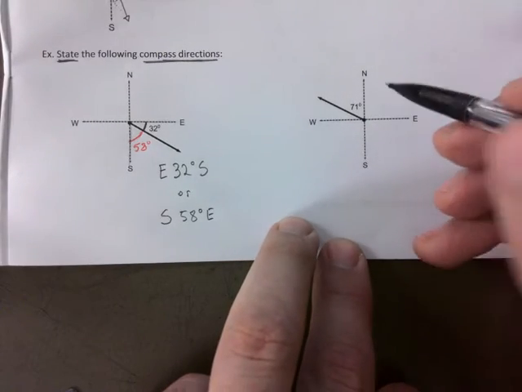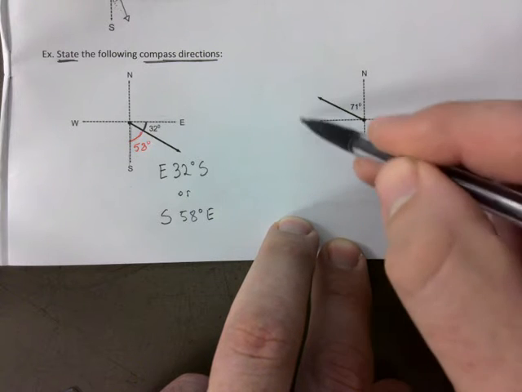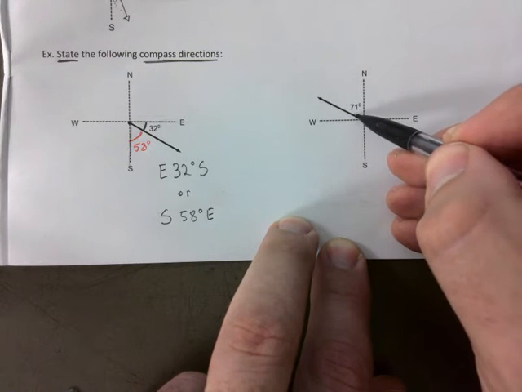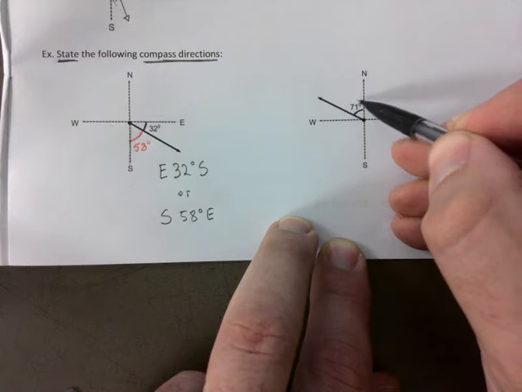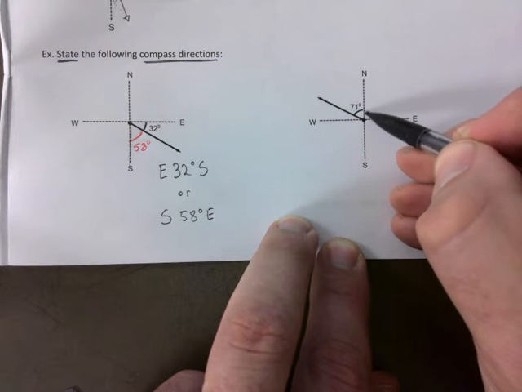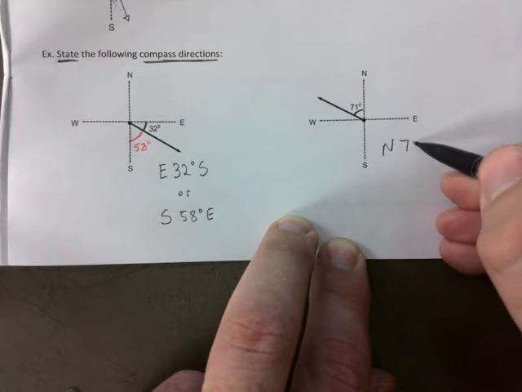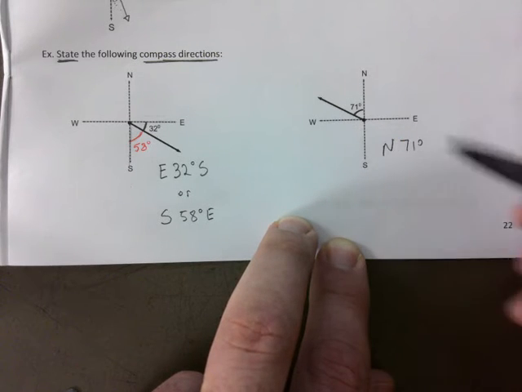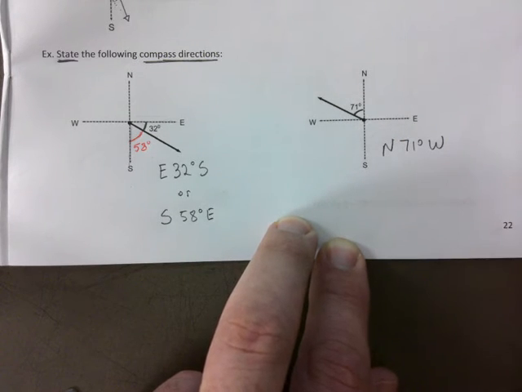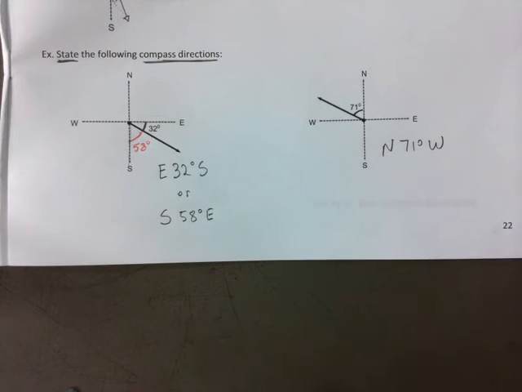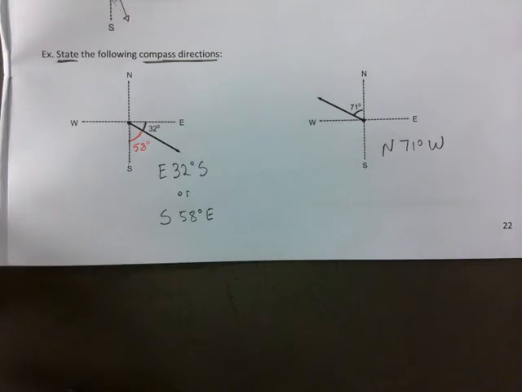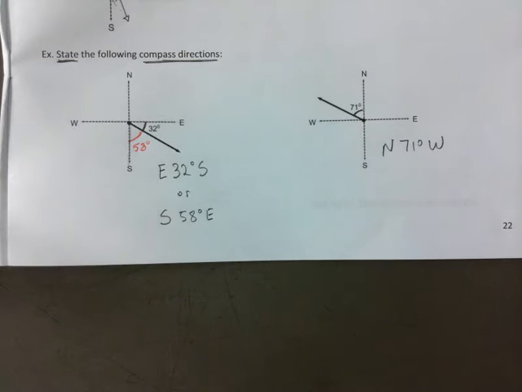Okay. What about this one here? I would focus on where's the angle. It's in here. Then I go to the dashed line, which represents north, and then I'm just going to go 71 degrees towards west. Done. Right? So you got to be able to read, like if I give you one of these, just give me what the direction is saying, right?